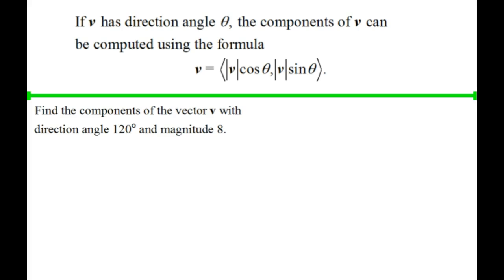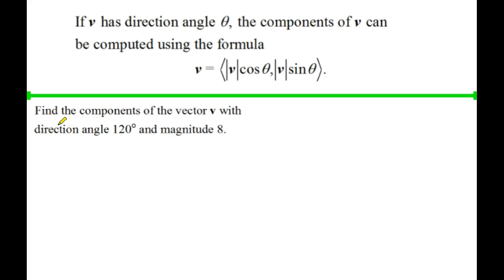Next, we're going to talk about directional angles. If vector v has direction angle theta, the components of vector v can be computed using the formula: v is equal to, for our first component, the magnitude of vector v times the cosine of our angle theta. For the second component of our vector, we're taking the magnitude of vector v times the sine of our angle theta.